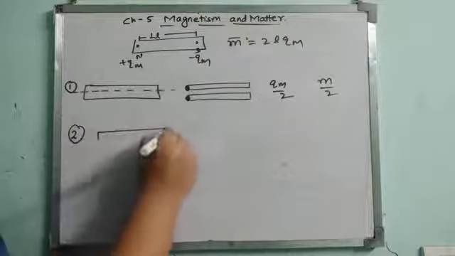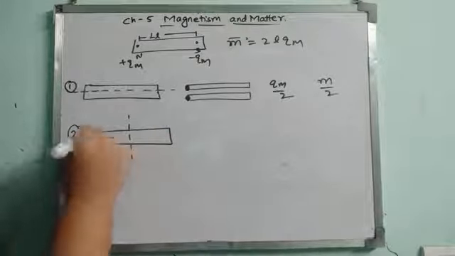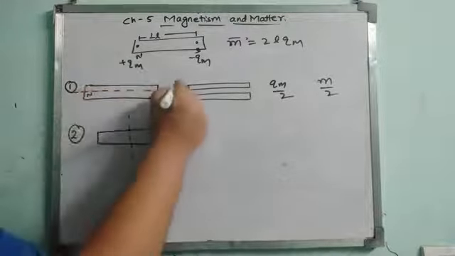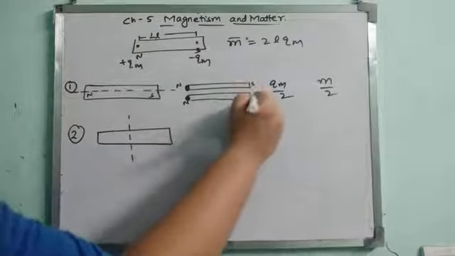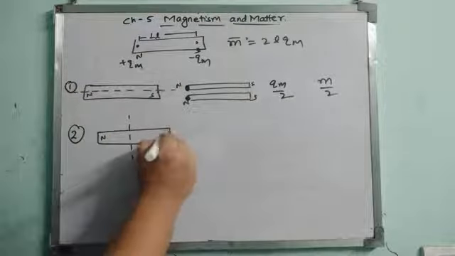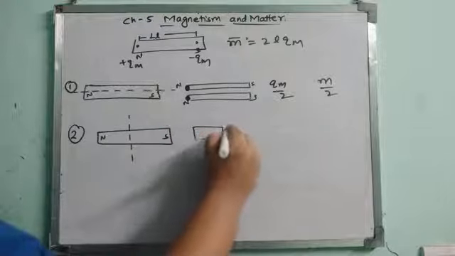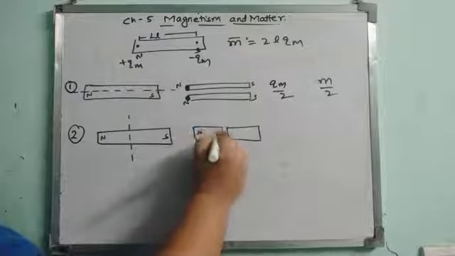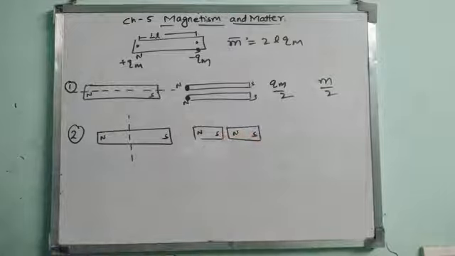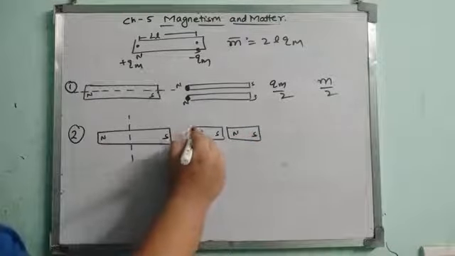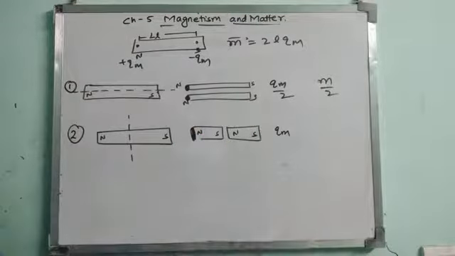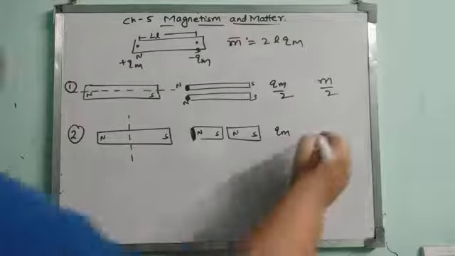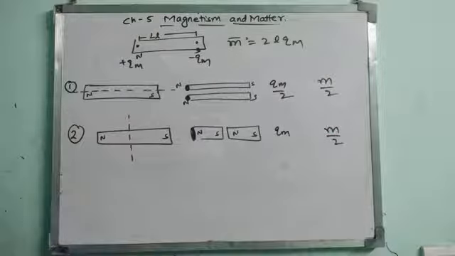Second, if you cut the magnet vertically, then again there will be two magnets. But in this, the cross-sectional area will remain the same. So pole strength will remain qm as of the original magnet, but magnetic moment will become half as the volume has become half.